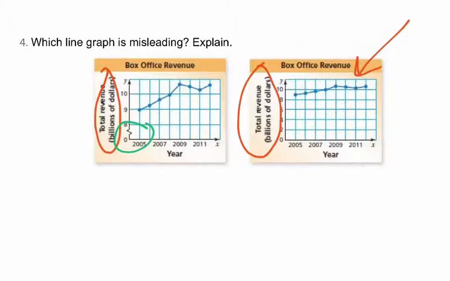If I was trying to say, hey, look at the increase in revenue over time, holy cow, I'm going to pick this left one, because it makes it look like it's really going up, hardly drops, and still going up. If I want to show that the box office revenue is pretty flat over time, pretty constant, stable, then I'm going to pick this one. It shows that it's stable over time.